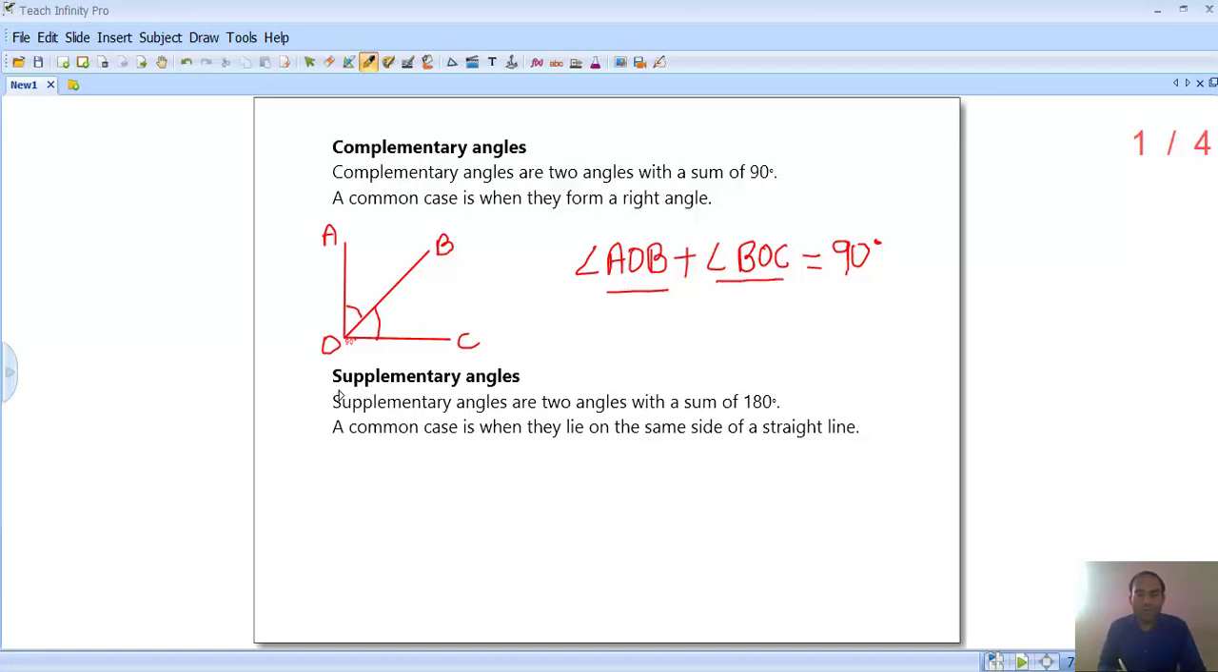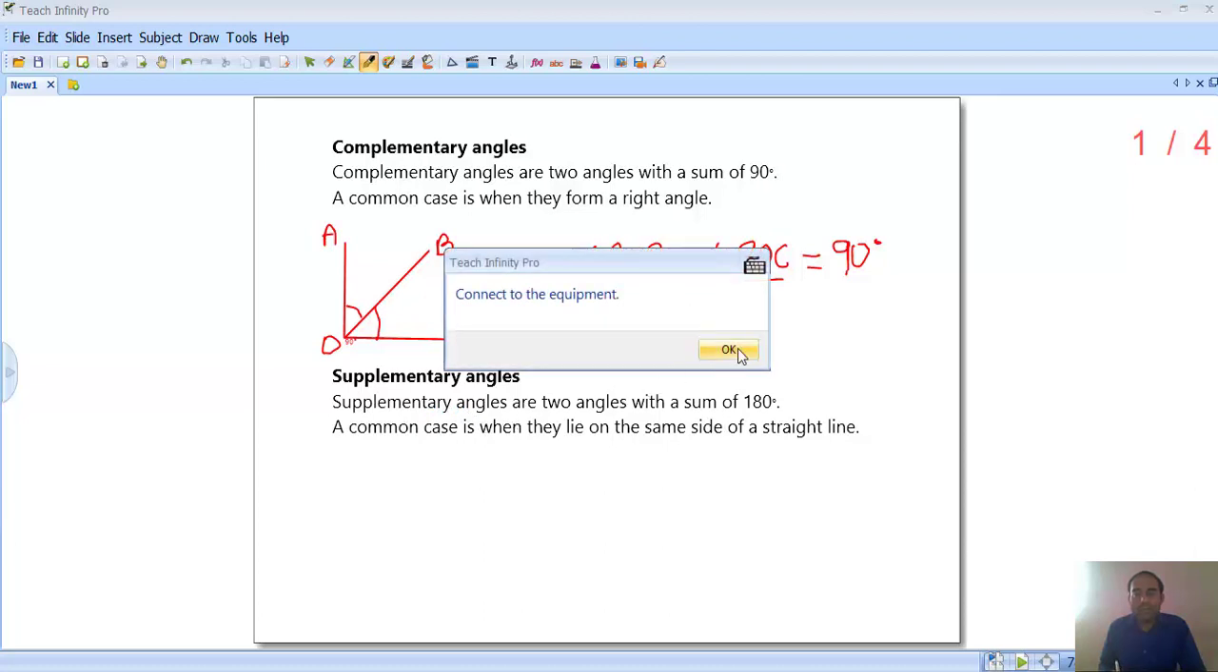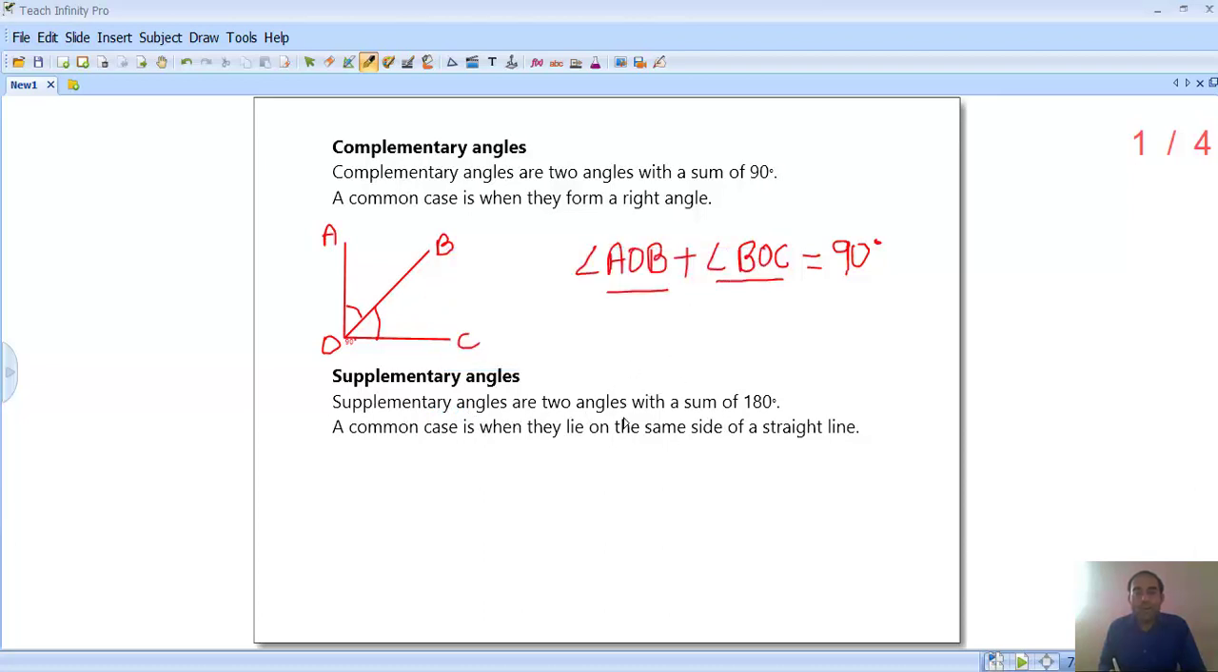Now we are going to talk about supplementary angles. What are the supplementary angles? Supplementary angles are two angles with a sum of 180. So if two angles have been given to us and somebody asks whether they are complementary or supplementary, we simply need to check their sum. If the sum is 90, that means complementary angles. If the sum is 180, that means supplementary angles.